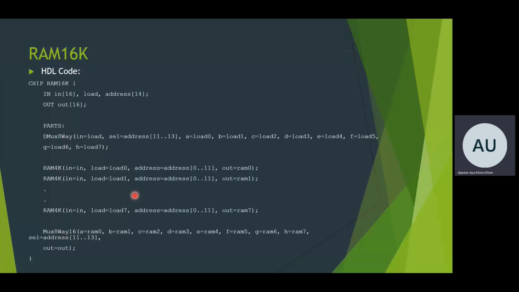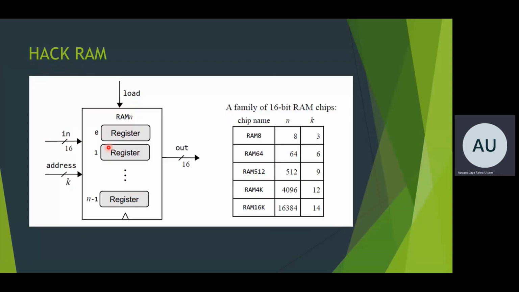In a similar way, we can come back to the diagram hierarchy. So all registers are connected in this way. This is the input value, the address, load, and the output. The family of 16-bit RAM chips: if N is 8, the K value is 3, as discussed earlier, where 2 to the power K gives N. If N is 64, 2 to the power 6 is 64, hence K will be 6. For N of 512, K is 9. For N of 4096, which is 4K, K is 12, and for RAM 16K, which is N of 16,384, you can find K as 14.